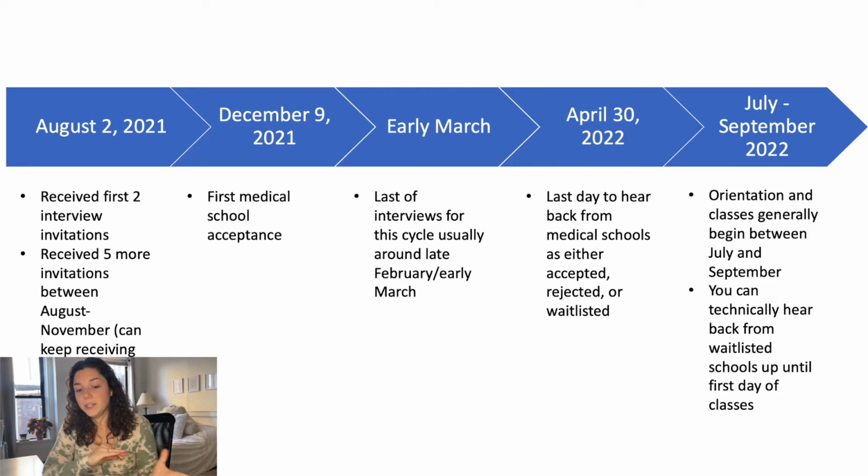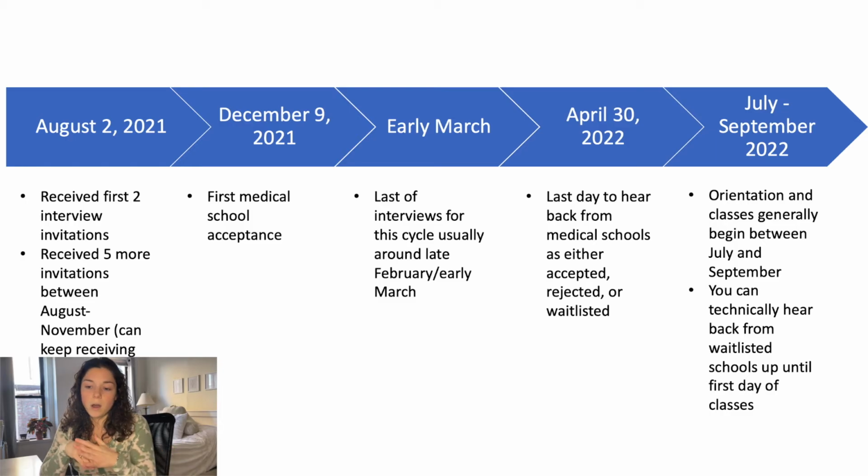And then after my interviews that I did throughout that time, between August and December, I heard back on December 9th of 2021 that I got my first medical school acceptance. It was another very exciting day. December is a little bit on the earlier side to hear back, because there are some schools that say they don't send any acceptances until January or even February. So if you don't hear back by December, I wouldn't freak out.